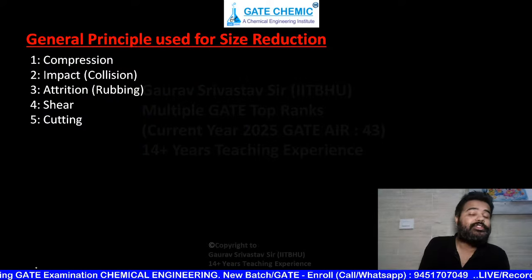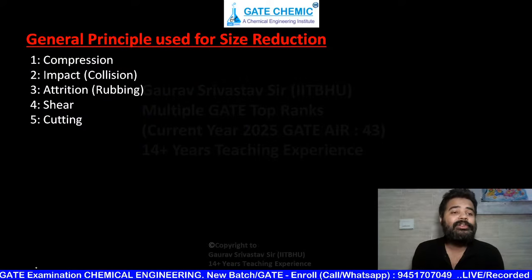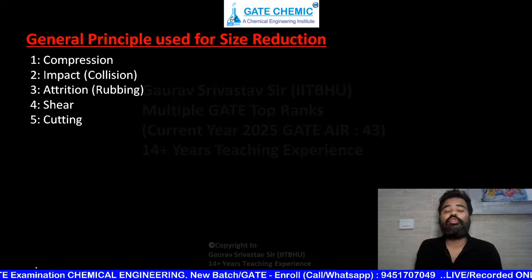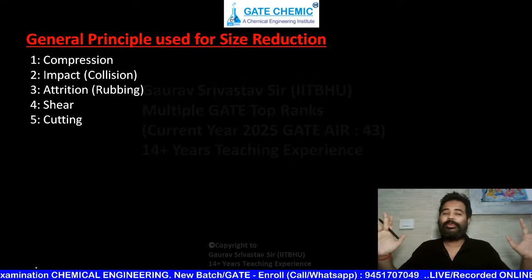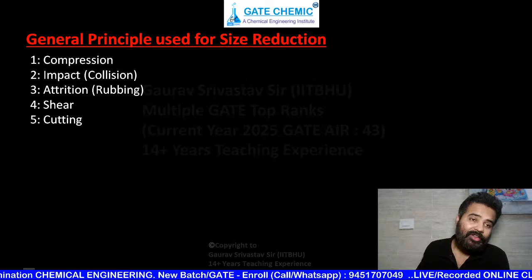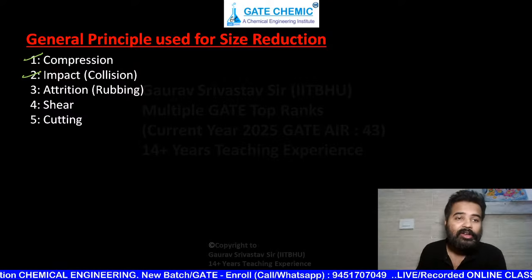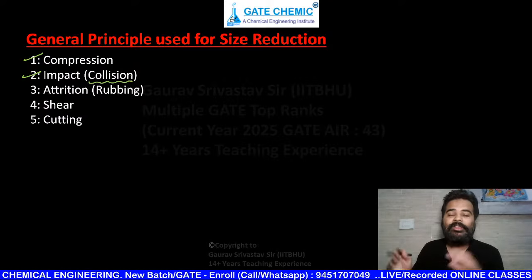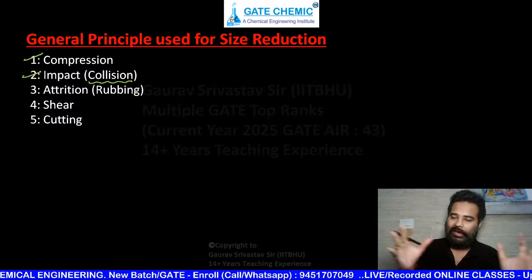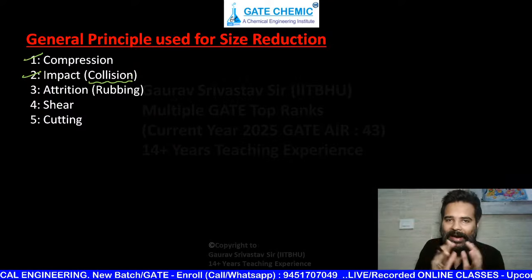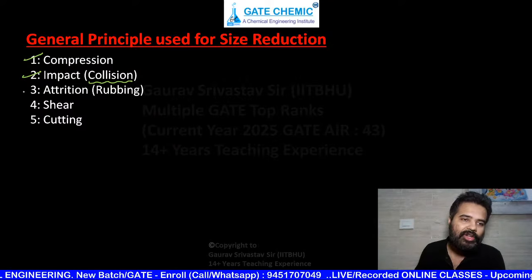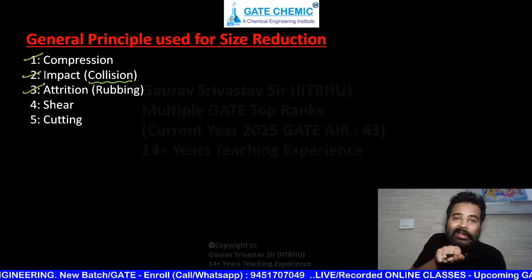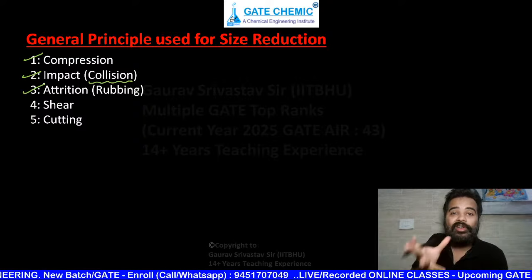Now, general principles used for size reduction. What is the general principle? It's compression. Compression means you are going to compress it, you are going to pressurize it. Okay. What is impact? Impact means collision. When things collide with each other and break, it is called impact. What is attrition? Rubbing. It is rubbing. It is attrition.